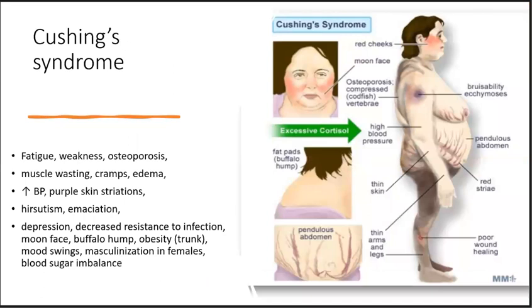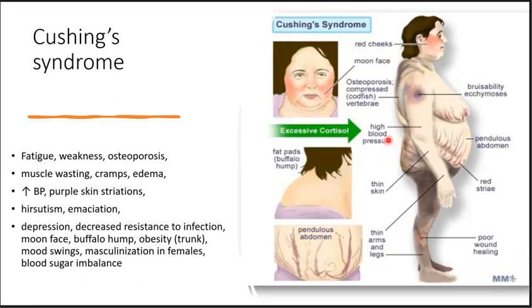Some of the signs you will see in these clients: red cheeks. Again, they will have this kind of moon face. You see this moon face. So that tells you this client possibly has Cushing's. Again, there's osteoporosis. The bones are brittle. There's going to be bruises and ecchymosis. The client is easily bruised.